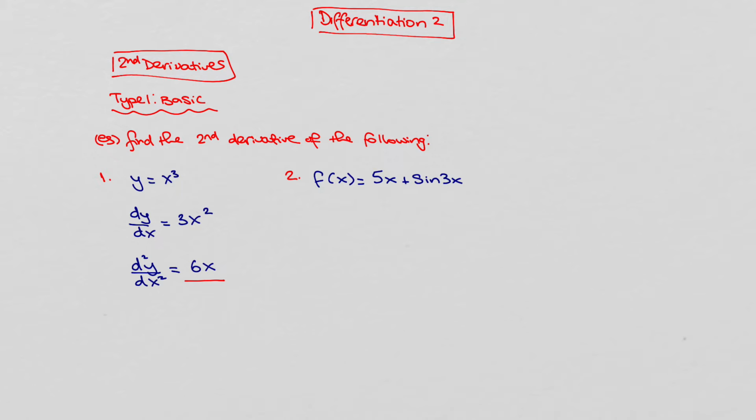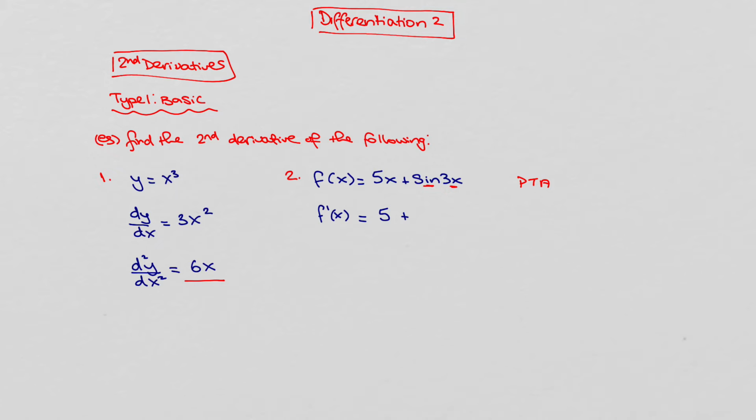So in the second example, we're given f of x. So when we differentiate, we write down f dash x. And if I differentiate 5x, I get 5. And if I differentiate sine 3x, I have two things to differentiate here: the trig followed by the angle. So we need to remember power, trig, angle in terms of our order of differentiation.